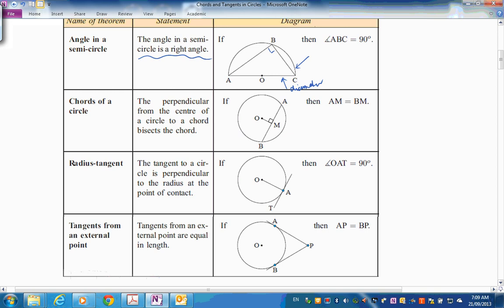Chords of a circle. Okay, let's have a look. The perpendicular from the centre of a circle to a chord bisects a chord. Let's have a look. Here's the centre. If this is coming out at 90, we are saying those two pieces will be equal. Okay, that's an interesting one.